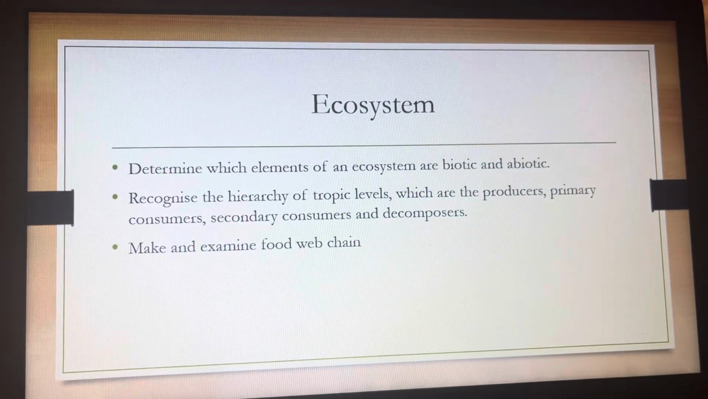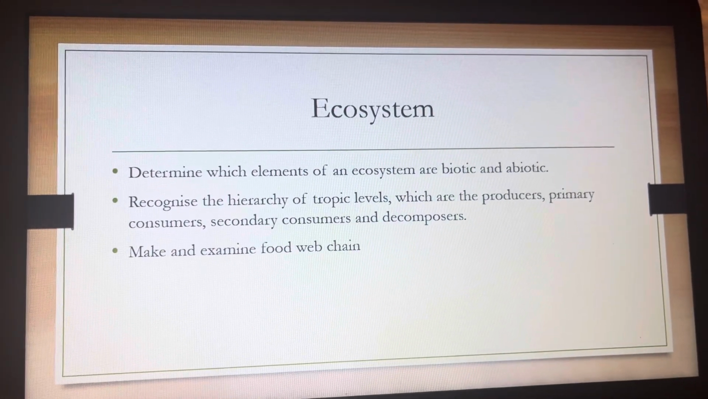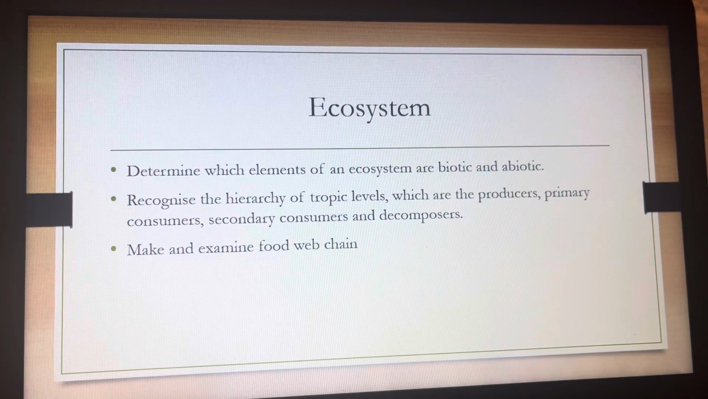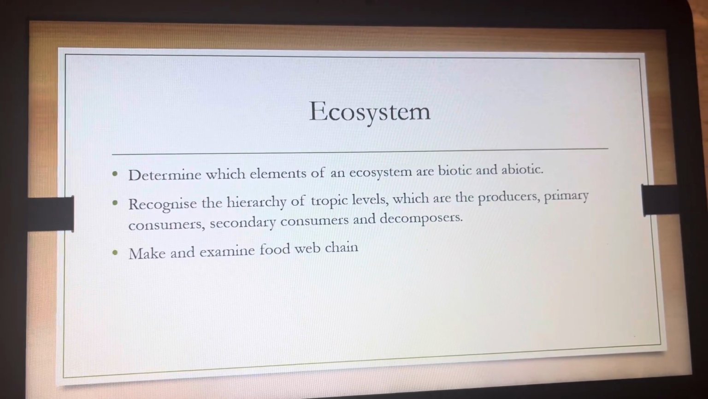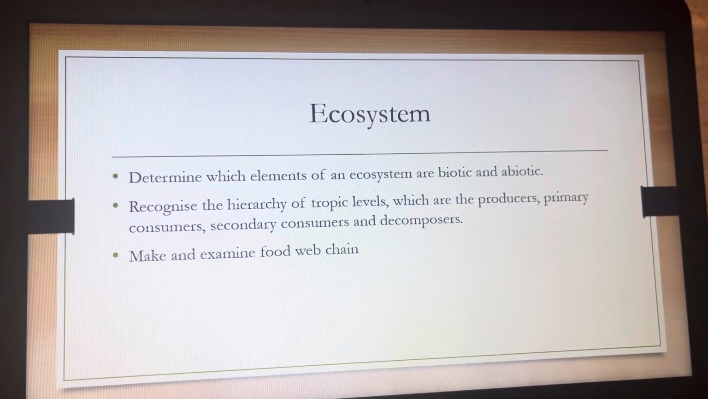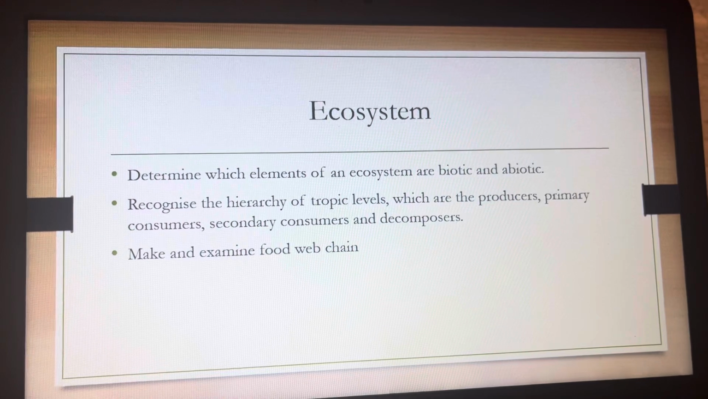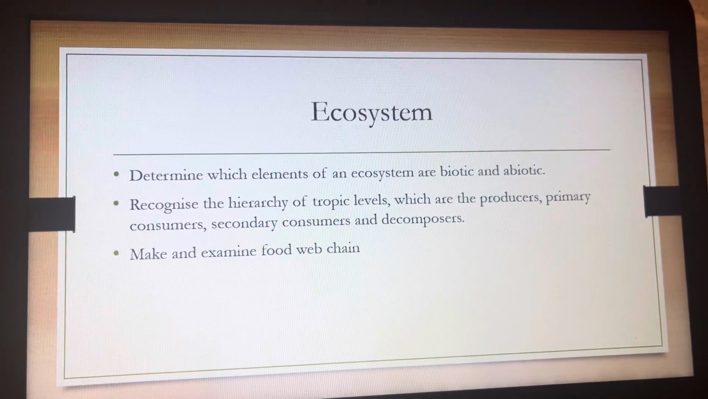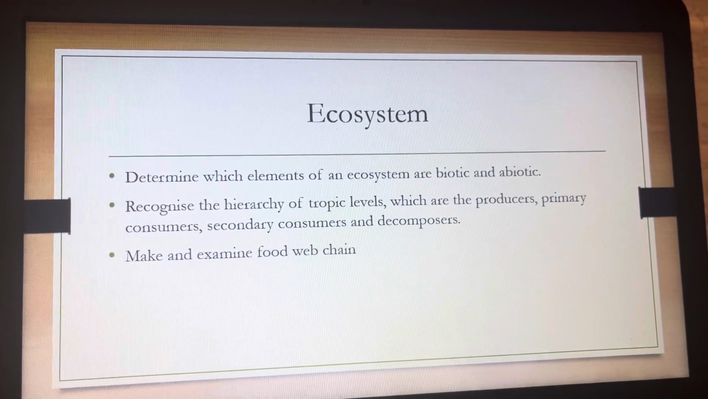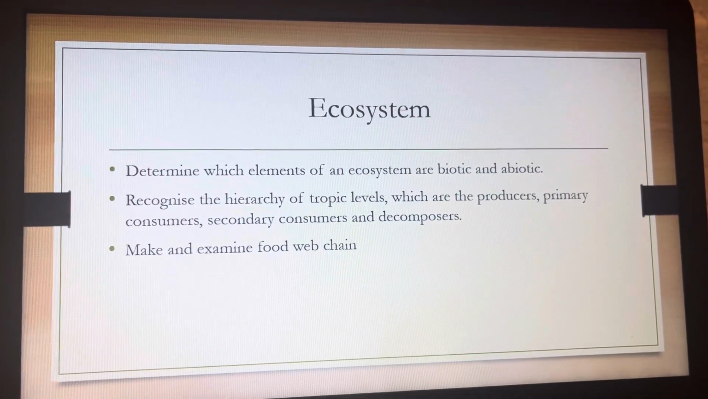So we'll first establish the learning objective of this learning topic, which is to determine which elements of an ecosystem are biotic and abiotic, to recognize the hierarchy of trophic levels, which are the producers, primary consumers, secondary consumers, and decomposers, and to make and examine a food web chain.